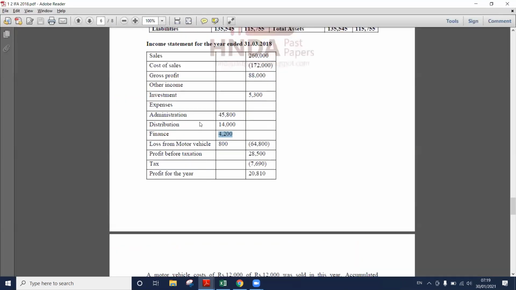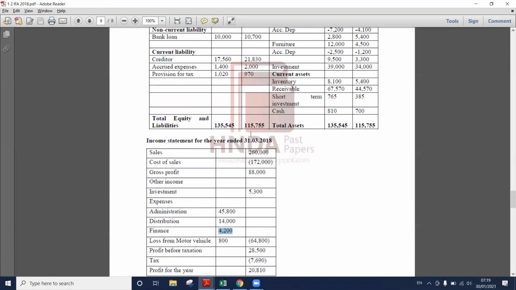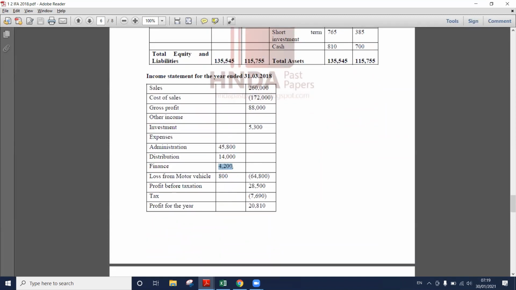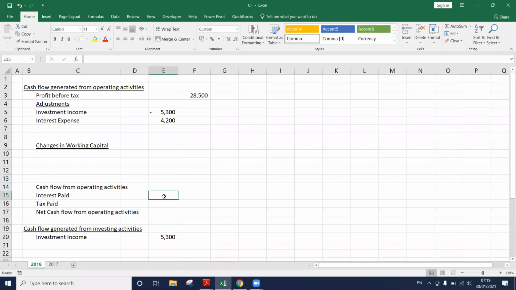Balance sheet එකේ බලන්න whether we have a payable interest amount. නෑ, the creditors තියෙනවා, accrued expenses තියෙනවා, provision for tax තියෙනවා. There's nothing called payable interest, right? So it means what? This total amount we have paid in cash. මේ amount එකම අපි cash වලින් ගෙවලා තියෙන්නේ. Therefore, the interest amount that we have paid in cash is 4200, a cash outflow, right?